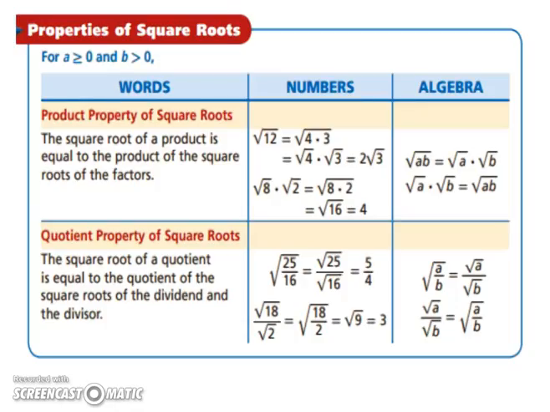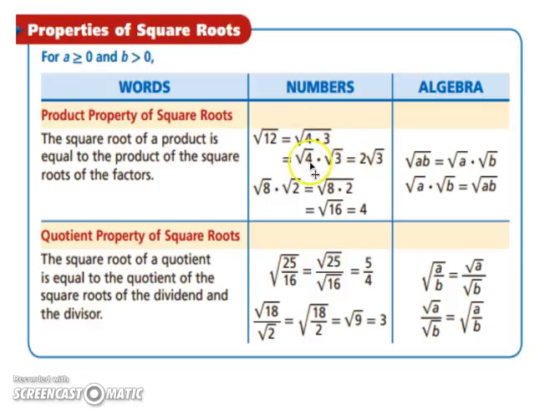So let's look at some properties of square roots. The product property of square roots: the square root of a product is equal to the product of the square roots of its factors. That might sound a little confusing, so why don't we look at the numbers. The square root of 12, well, that's the same thing as saying the square root of 4 times the square root of 3. So the square root of 4 times 3.